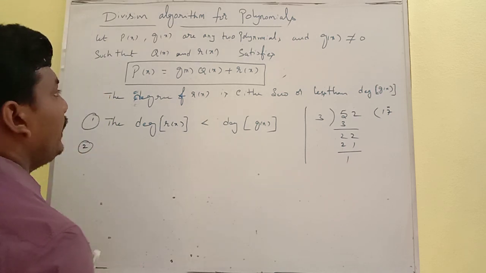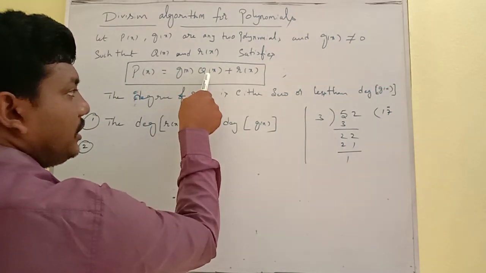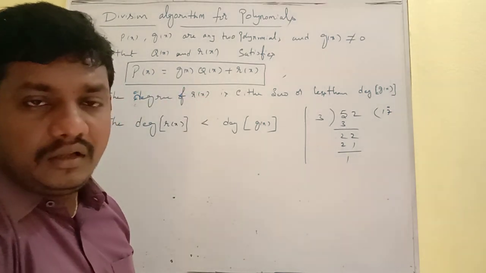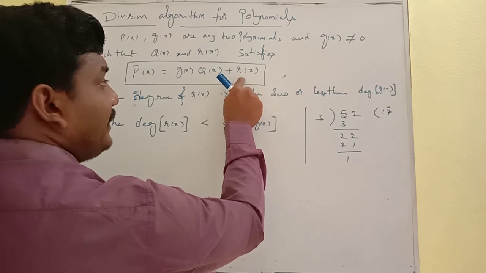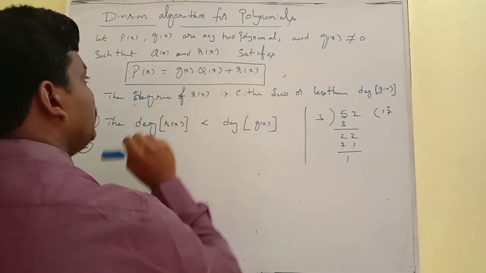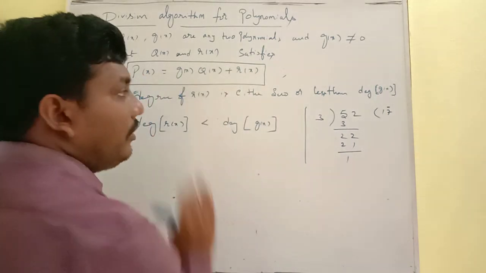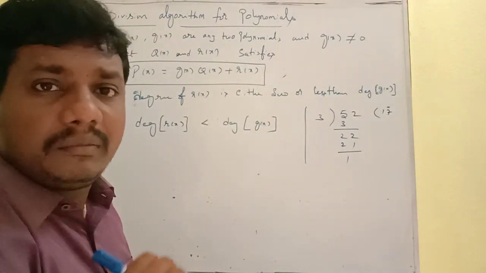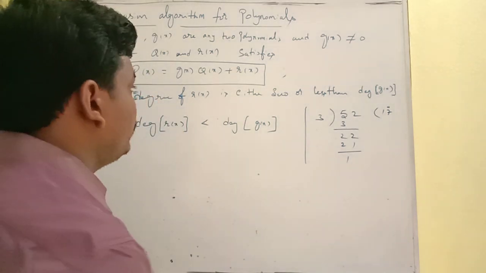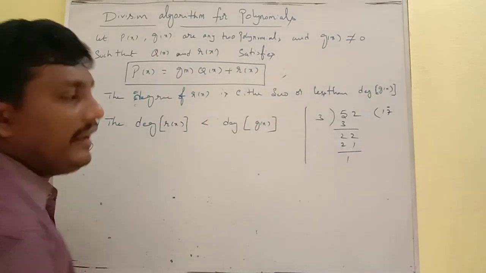So that's the reason why degree of p of x is equal to degree of g of x plus degree of q of x. So if r of x is added, we are least bothered about r of x, because the degree of p of x does not depend on the degree of r of x. What is the reason behind this? The degree of p of x does not depend on the degree of r of x, because the degree of r of x is always lesser than the degree of g of x.